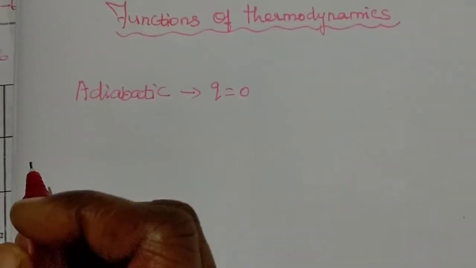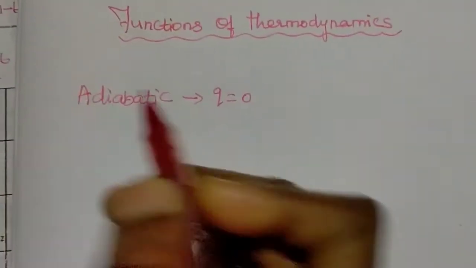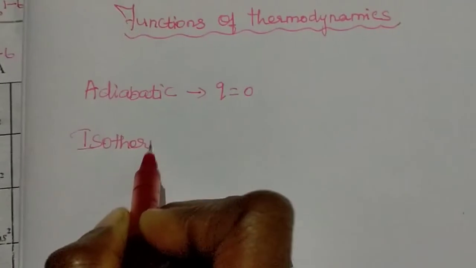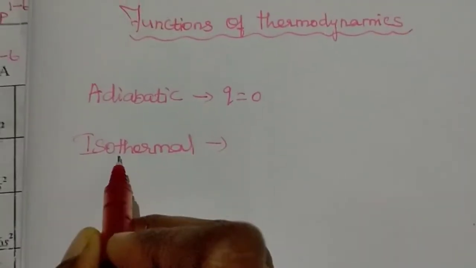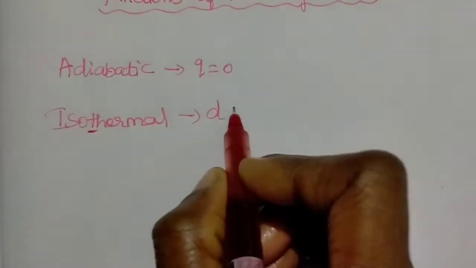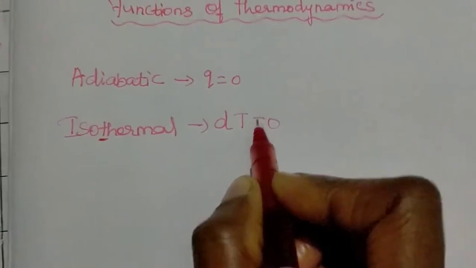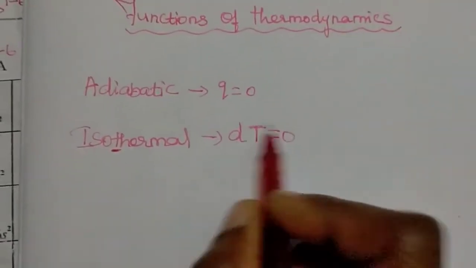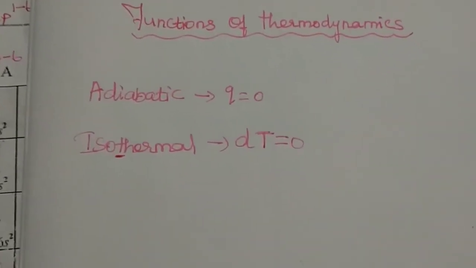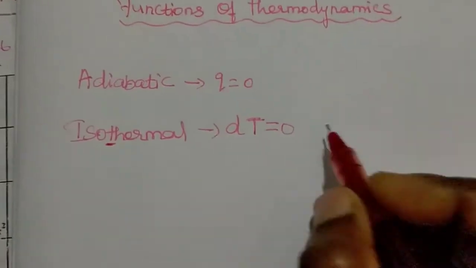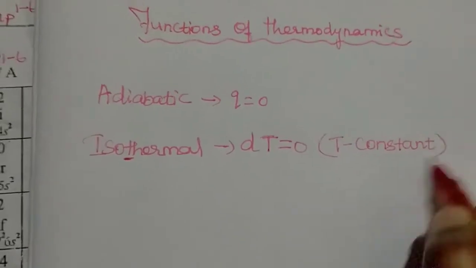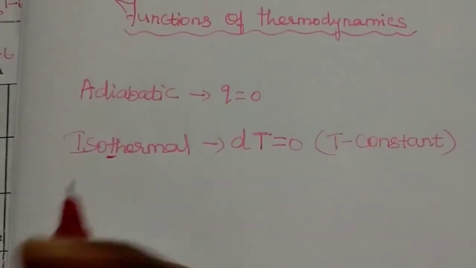And what is the condition for isothermal process? So what is constant here? Temperature is constant. So we have to write difference in temperature is equal to 0. That means throughout the process, the difference in temperature is always 0, which means temperature is constant in the thermodynamic process.